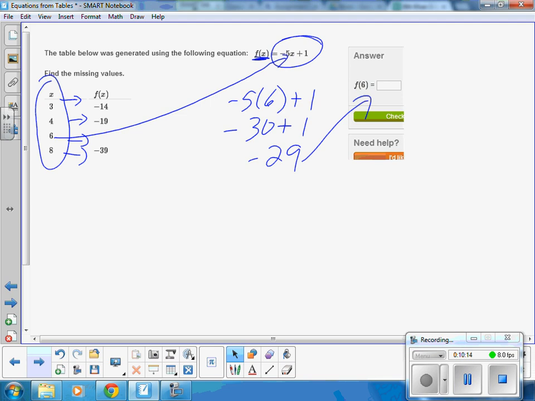Anybody else? All right, go ahead. Get to work. Good luck. Again, it is titled Equations from Tables.